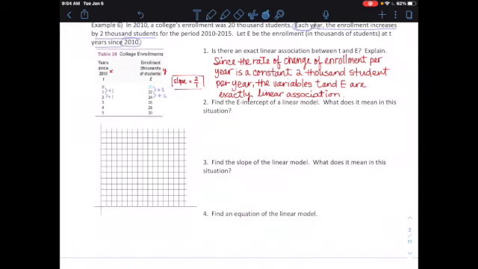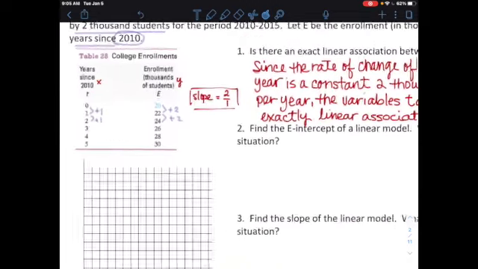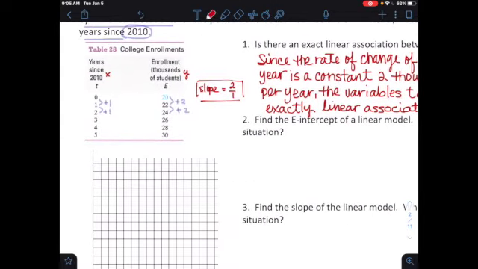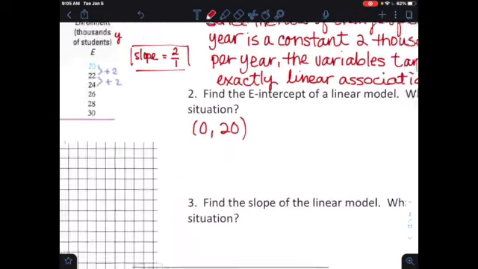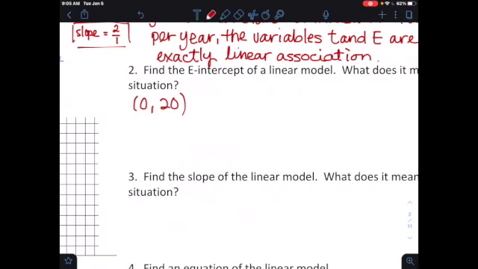The next, number 2 in example 6, is find the e-intercept. Now think about it. I just told you the y-intercept is the e part. Find the e-intercept of a linear model. What does it mean in this situation? If you think about it, in year 0, the 20 is going to be your y-intercept in this case, but they use the letter e. Now what that means is the e-intercept is 0, 20. Let me rewrite that.